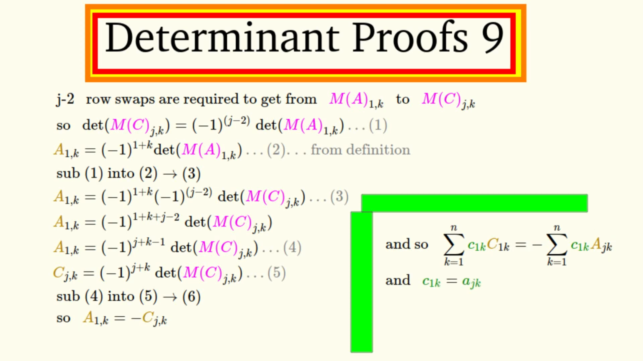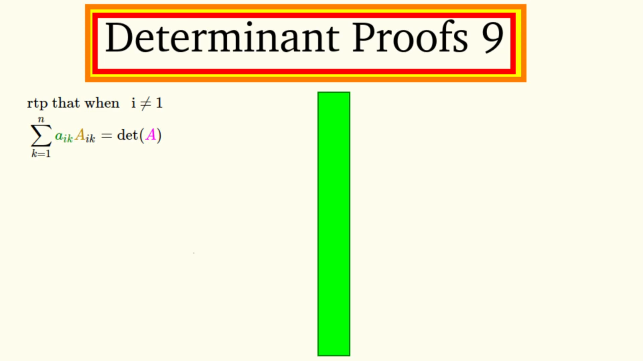And these two entries are the same because matrix A is equal to matrix C with rows 1 and j swapped. So then we can make this substitution, thereby completing the result that we want. So now we'll have to prove that this quantity is the determinant of A when i isn't equal to 1. We can perform a row swap to bring row i up to the first row, and the first row to row i. So we're in a better position to use the result we used when i was equal to 1.